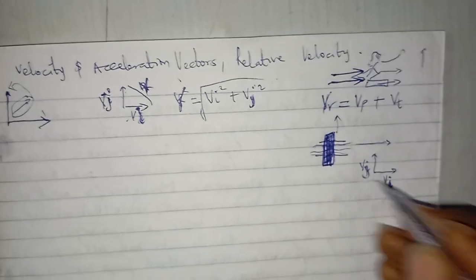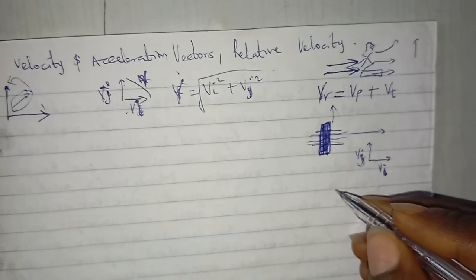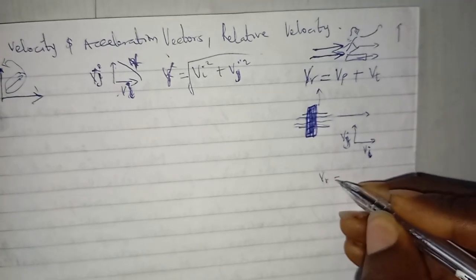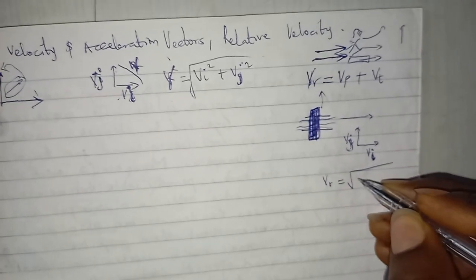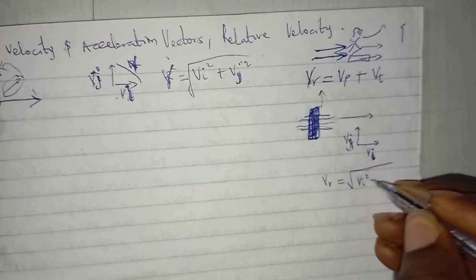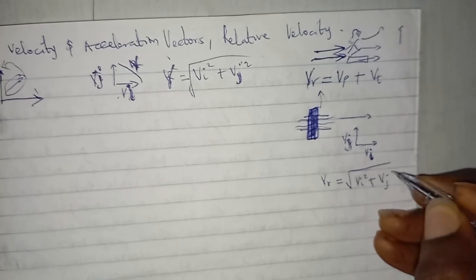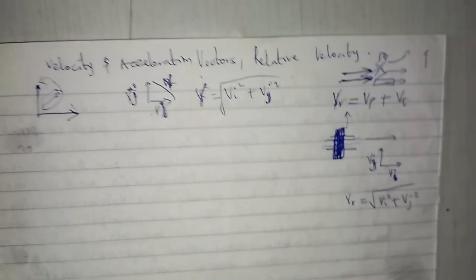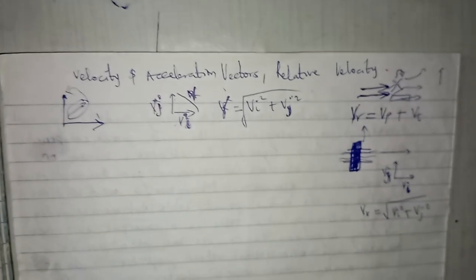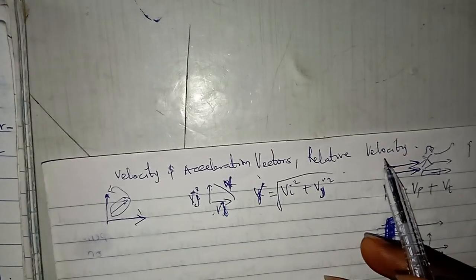So now, anytime we have something of x and y components, to sum it up, the relative velocity here will simply be the square of the velocity at the i-axis plus the square of the velocity at the j-axis. So that is a summary of what you need to know about velocity vector, acceleration vector, and relative velocity.